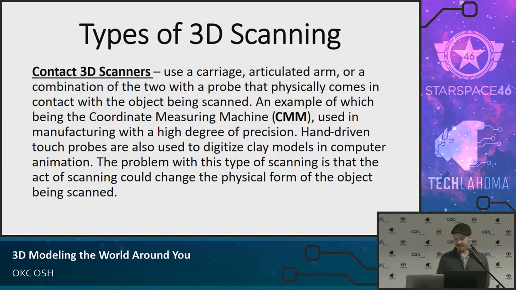So there are several different types of 3D scanning. I'm going to try not to go too deep in the weeds here, but you've got your contact 3D scanners that are typically used in manufacturing and use coordinate measuring machines. The problem with these is that they're in contact with the item or object that they're trying to measure, so it's a potentially destructive means of measuring and attaining that data.